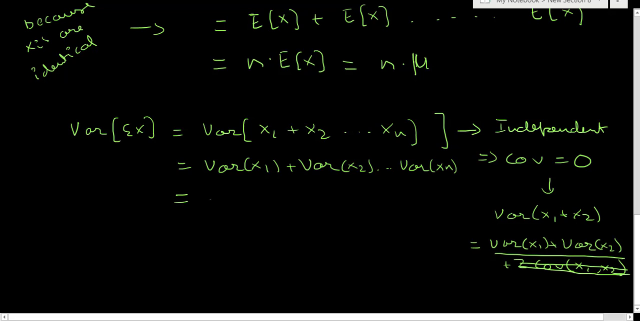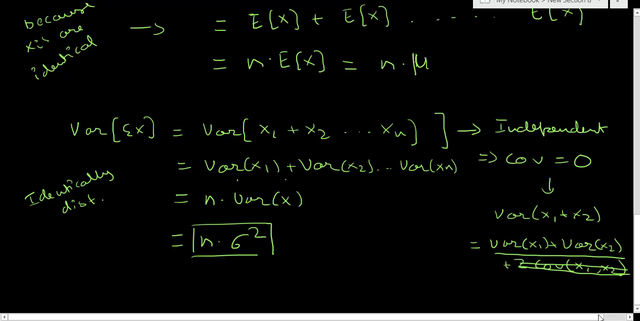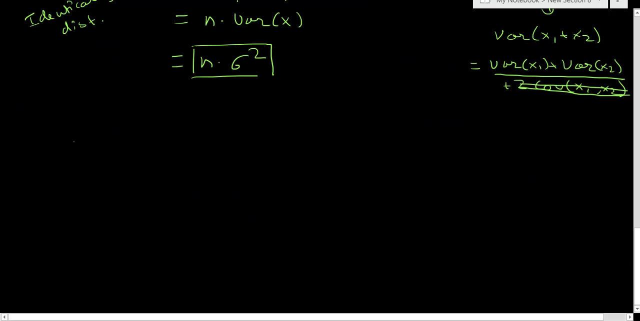Now in the next step, I get n times the variance of x, because the variance of all these terms are the same. And why? Because they are identically distributed. So this is again equal to n times sigma square, and I have got my variance here. So what I just proved is that sigma x follows a normal distribution with the mean n mu and a variance n times sigma square.